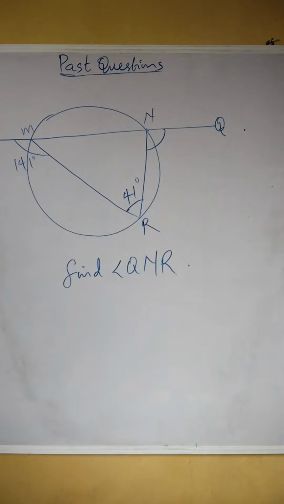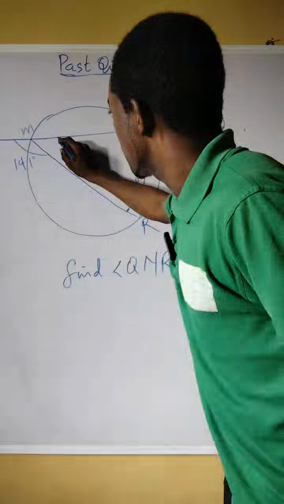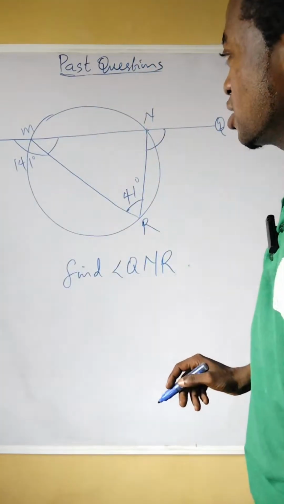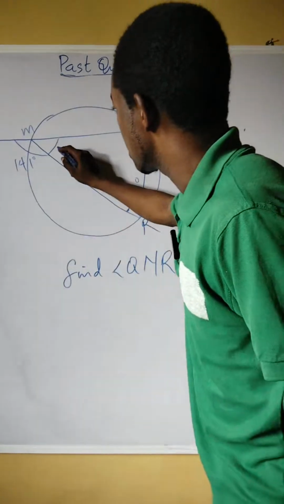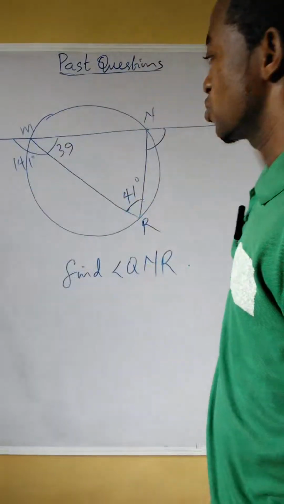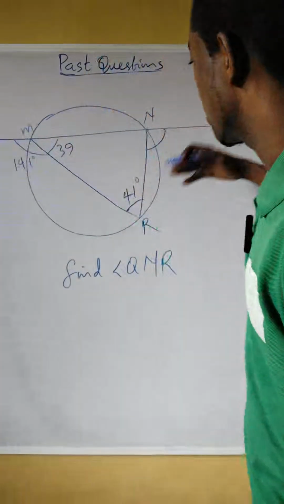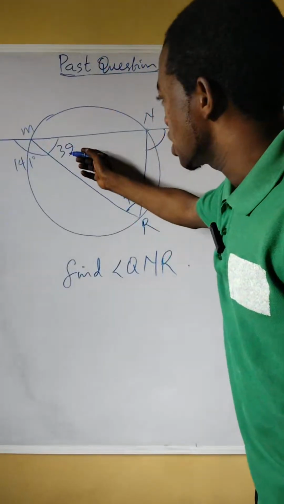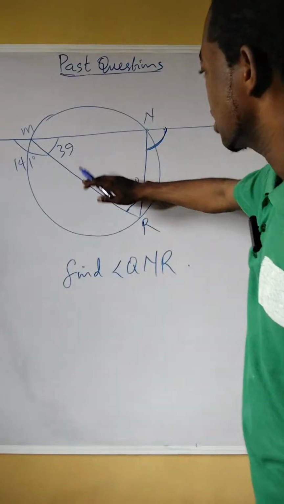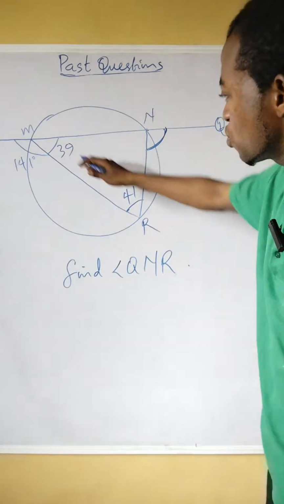Just two steps. How? This is a straight line. When we balance this up, we get the sum of angles on a straight line. This will give us 39 degrees by taking 141 away from 180 degrees, because the sum of angles on a straight line is 180 degrees. Once we get this as 39, we can get this angle. Why? Because this is the exterior angle of this triangle. The exterior angle is equal to the sum of the two opposite interior angles.